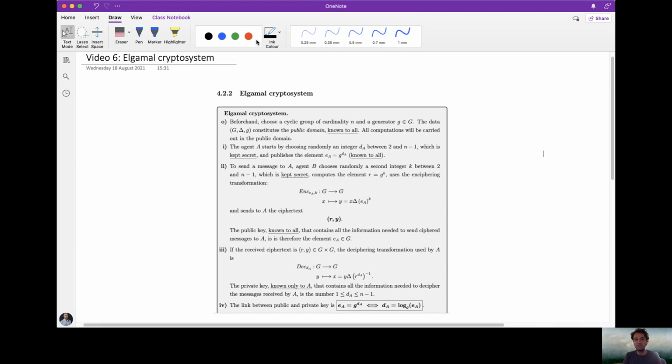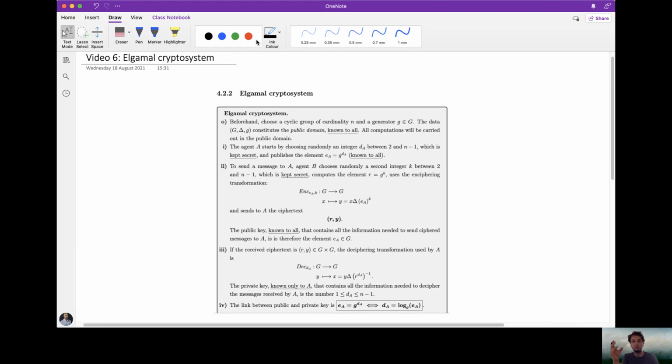Hello everyone, this is video 6 of chapter 4 of the lecture notes. In this chapter we've introduced the notion of cyclic groups, and in the previous video we saw how to build a trapdoor function using cyclic groups, which we call the discrete logarithm problem. Now in this video we're finally going to see how to use this trapdoor function to build a public key cryptosystem, namely the Elgamal cryptosystem.